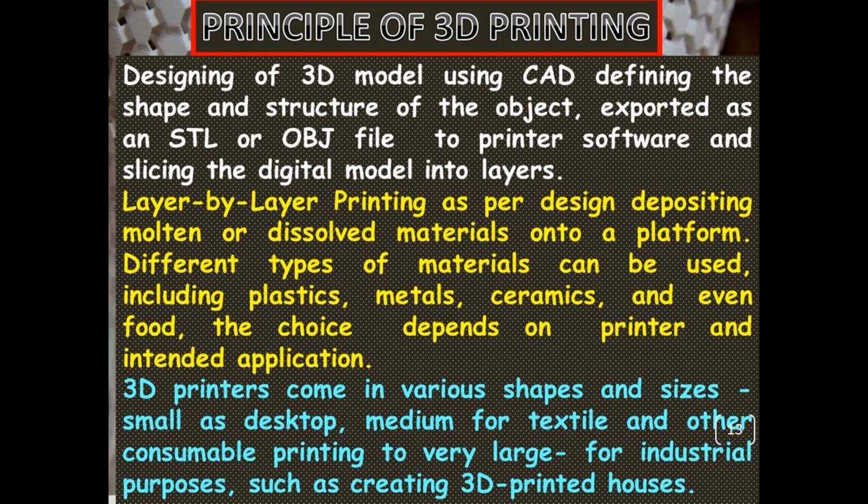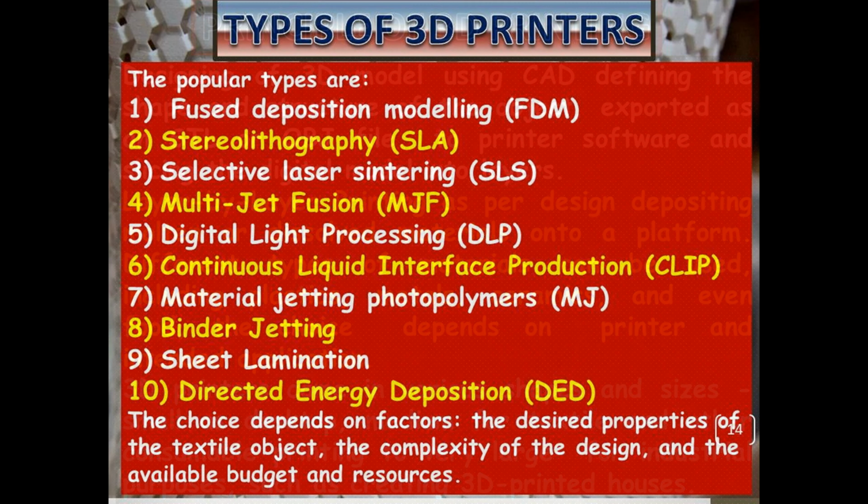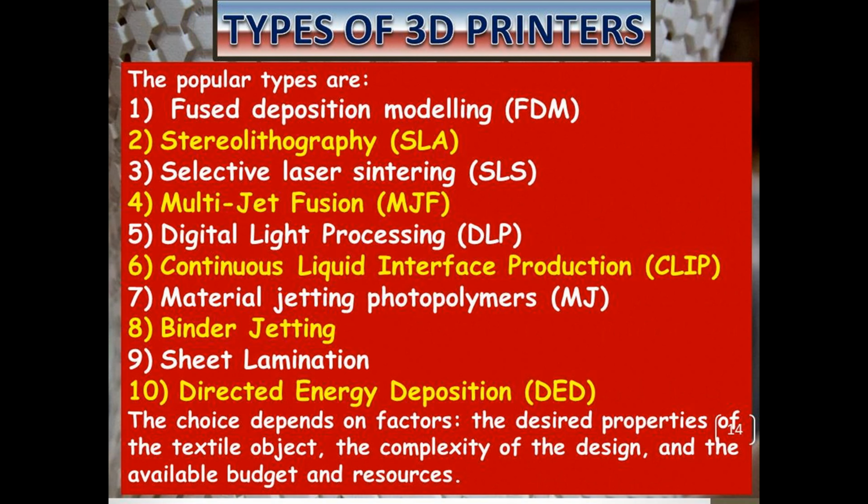3D printers come in various shapes and sizes: small as desktop, medium for textile and other consumable printing, to very large for industrial purposes such as creating 3D printed houses.